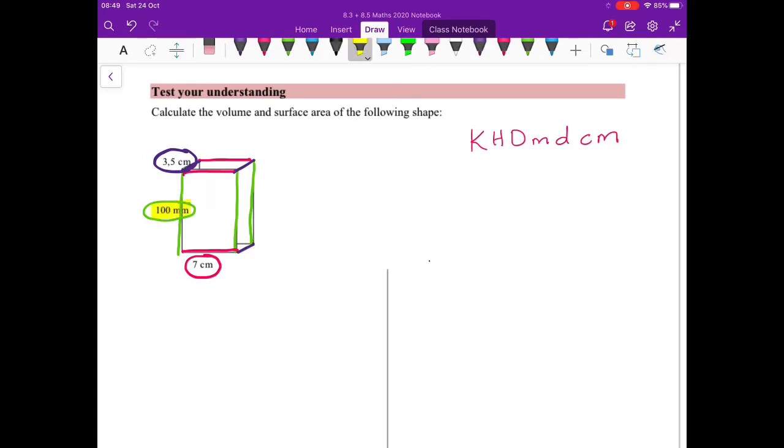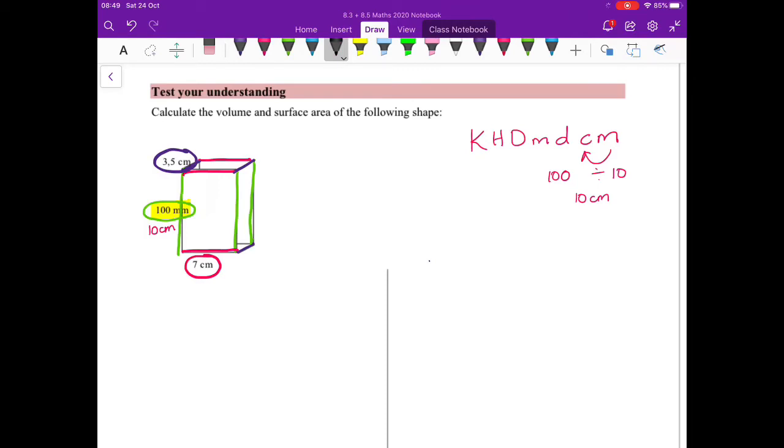Now, if we look at our diagram, you've got to make sure that all your units are the same. These are millimeters, and the rest of them are centimeters. So I'm going to convert from millimeters to centimeters. So you go and fetch King Henry, and that is 1 bunny hop to the left. So I'm dividing by 10. So I'm going to take 100 divided by 10 will give me 10 centimeters. So this measurement here is 10 centimeters.